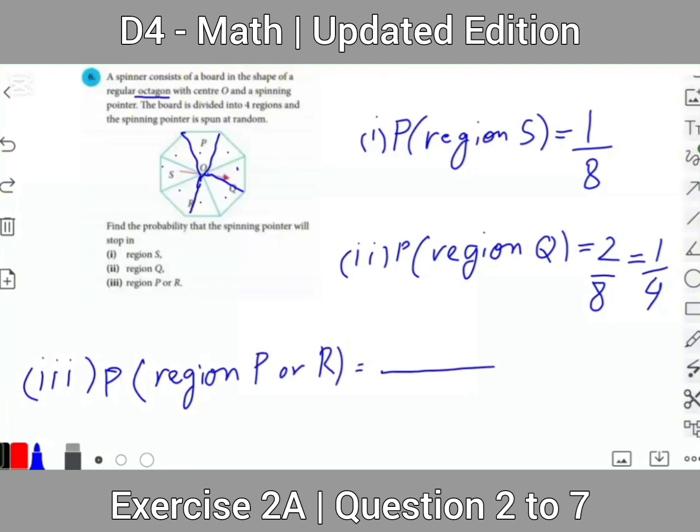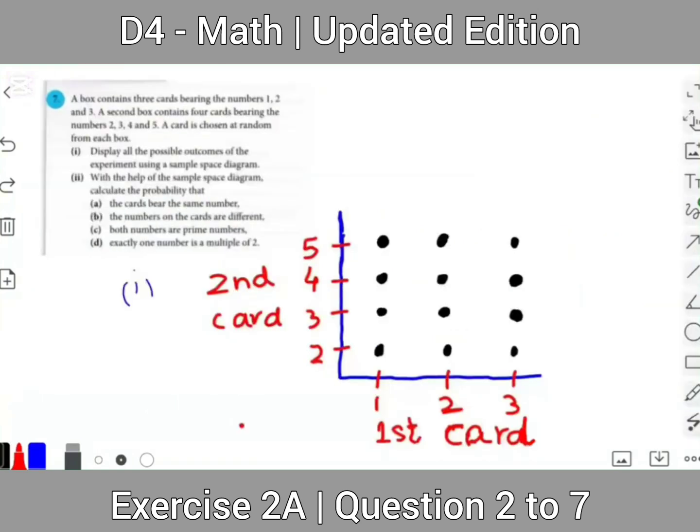Since region P covers 3 parts, plus the region R covers 2 parts, and the total number of regions we have is 8. So 3 add 2 will give us 5 over 8. So the probability of region P or R will be equal to 5 over 8.